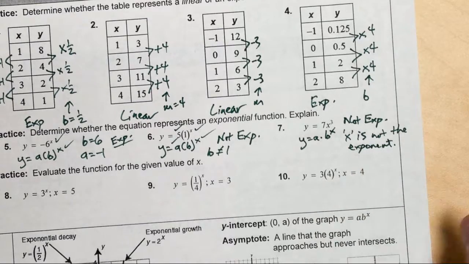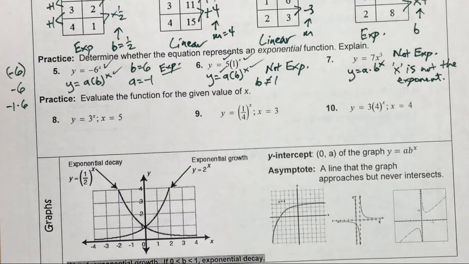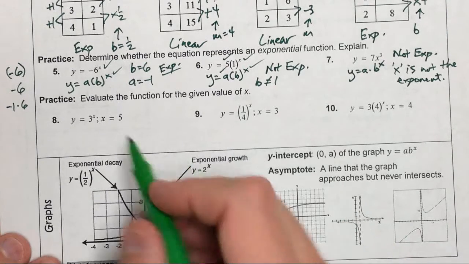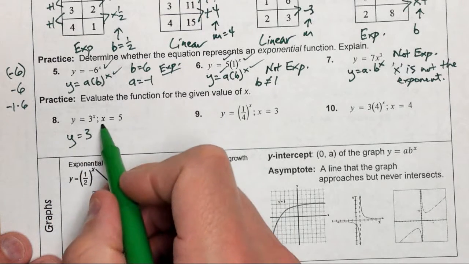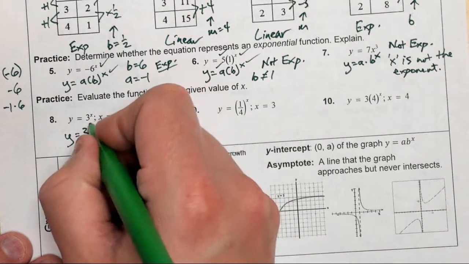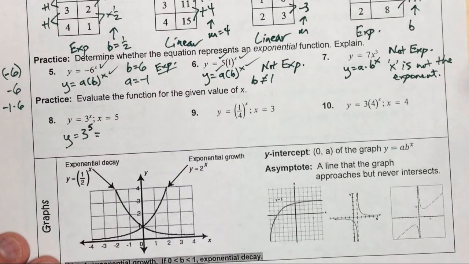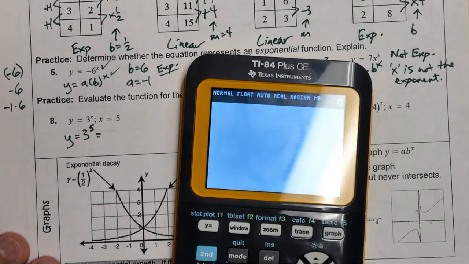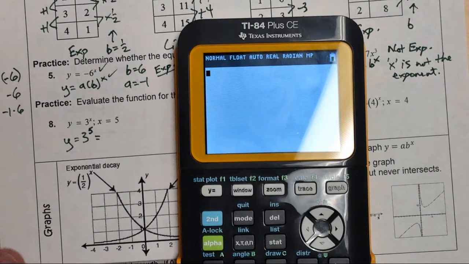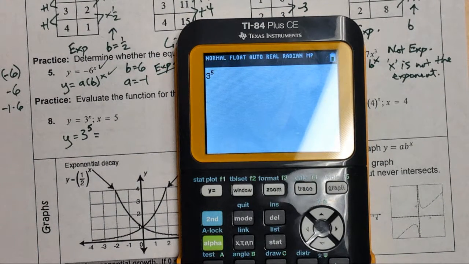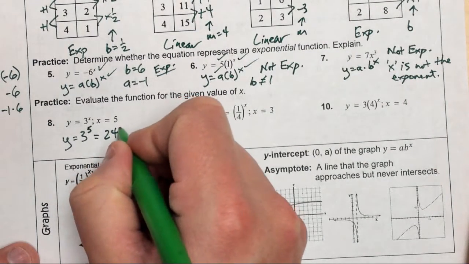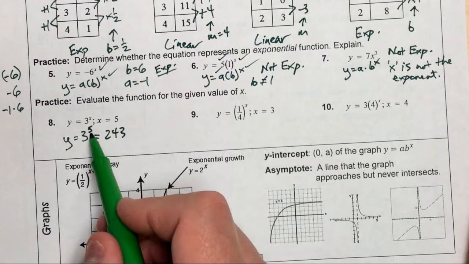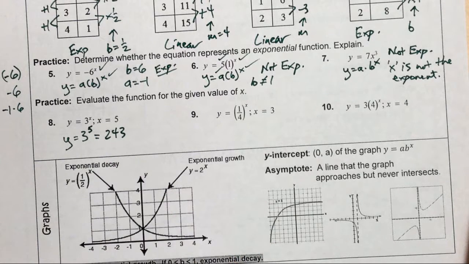So there we go. Moving on here, evaluate the function for the given value of x. So what this really means is I have an equation here, y equals 3 to the power of x, but they want us to put 5 in for x. So if I plug this in the calculator, I'm just going to do 3 to the power of 5, that gets me 243. So if I plug in 5 for x, that gives me a value of 243. So that's all we had to do there.